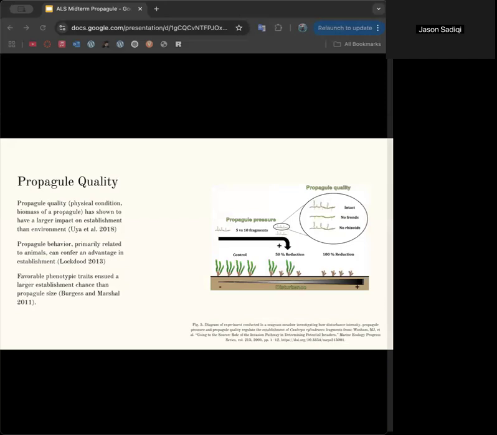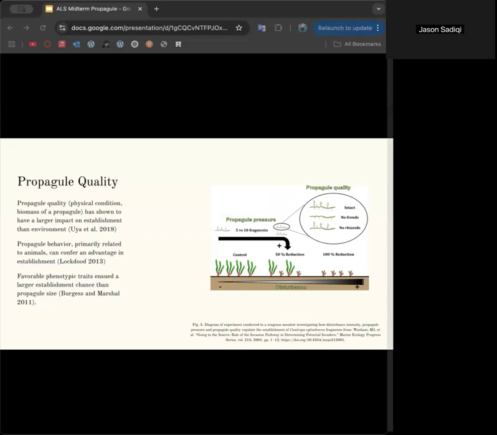So we mentioned how propagule pressure is a function of quality, quantity, and frequency of propagule introduction. Now we're going to talk about one of the most overlooked aspects of propagule pressure, propagule quality. Propagule quality can be referred to as a function of the physical condition, morphology, as well as behavior of these propagules. In some trials, propagule quality is shown to have a larger impact on establishment than other factors, such as the level of disturbance, propagule size, or propagule number.